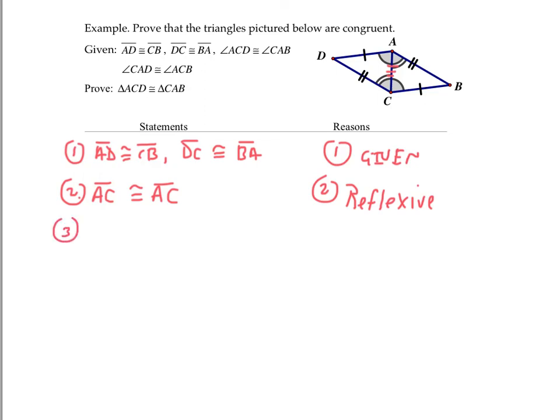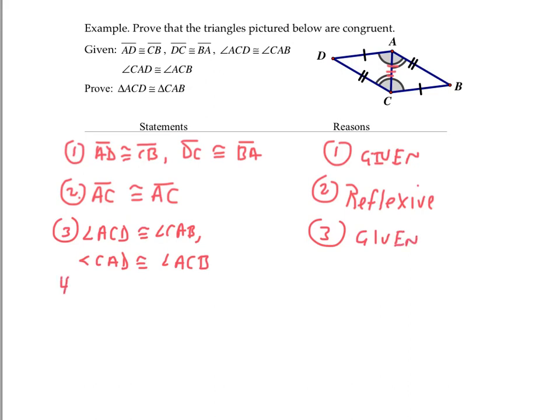Next, we're going to work with the angles. Notice I didn't put all the given information together. I put the sides together in step 1, and in step 3, we're going to put the information about our congruent angles. So angle ACD is congruent to angle CAB, and angle CAD is congruent to angle ACB. And again, that's given.